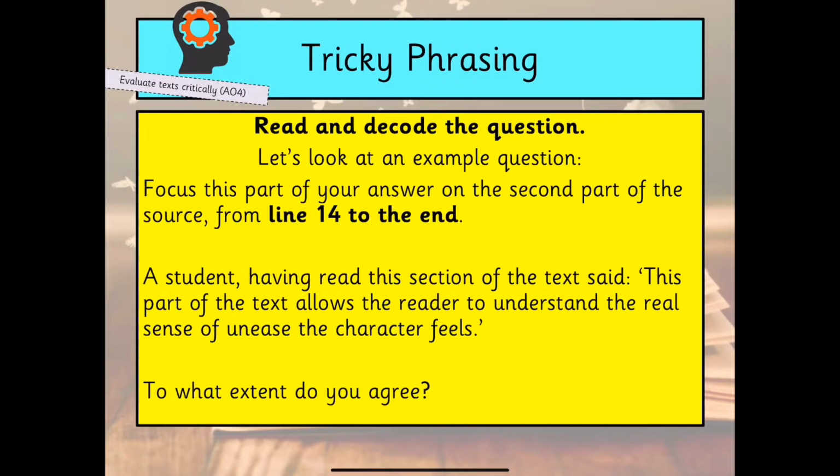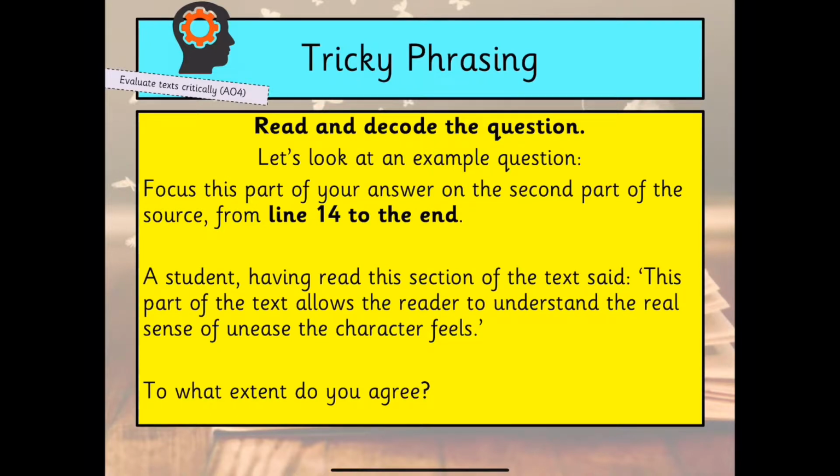This is what a question 4 looks like. And one thing that really frustrates me about question 4 is how it's phrased. So this is an example. Focus this part of your answer on the second part of the source from line 14 to the end. A student, having read this section of the text, said, "This part of the text allows the reader to understand the real sense of unease the character feels. To what extent do you agree?"